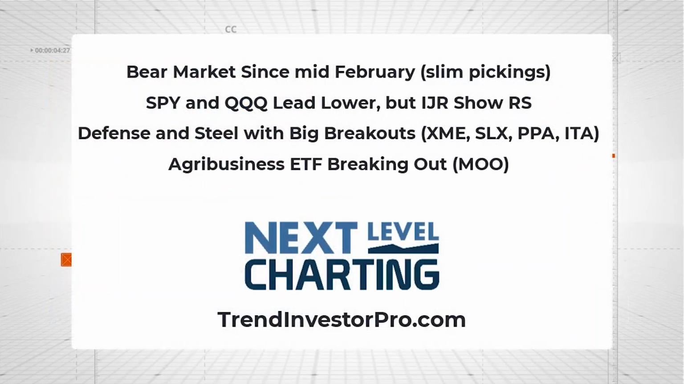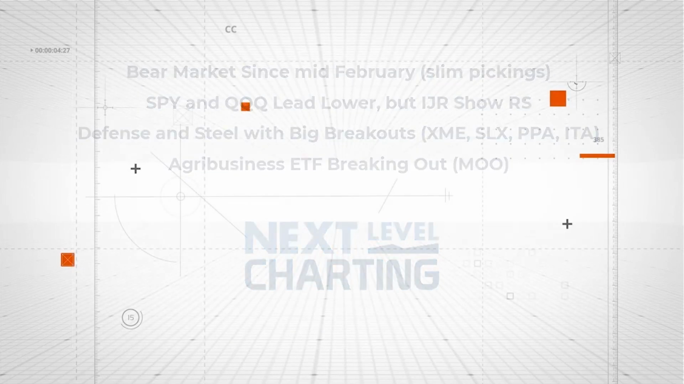So we're going to start off with the market regime because I think that's the most important factor out there. Then we'll review the downtrends in SPY and QQQ and show that small caps are actually holding up a little bit better here in January, February, and into early March. And then we'll look at some breakouts in steel, defense, and agribusiness.